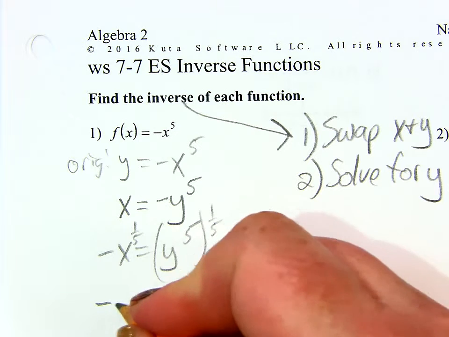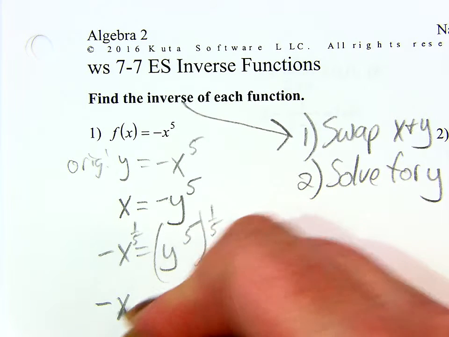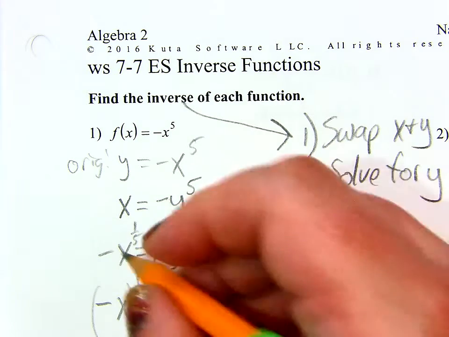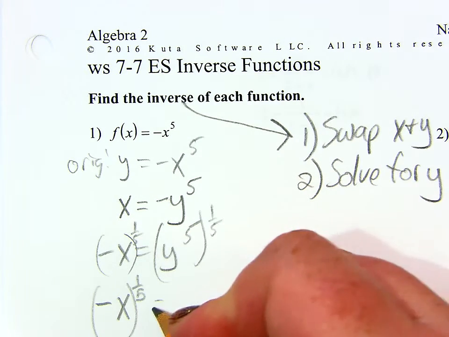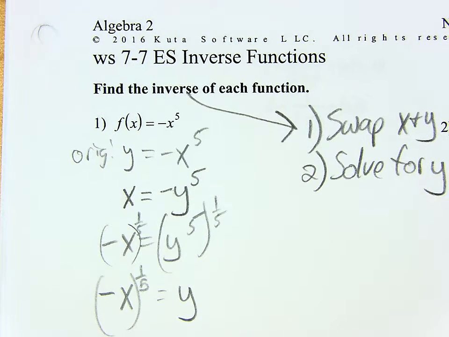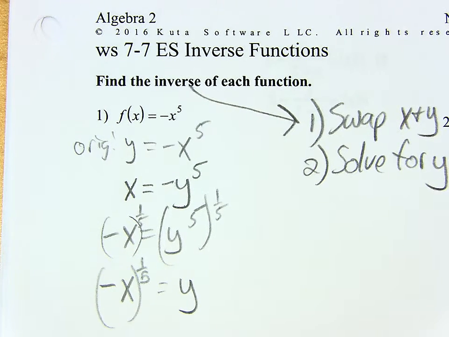So now I'm here, negative x to the 1/5 power. We should put the negative x in parentheses too, because it actually isn't going to end up mattering, but whatever. All right. y, it's negative again. x is negative.